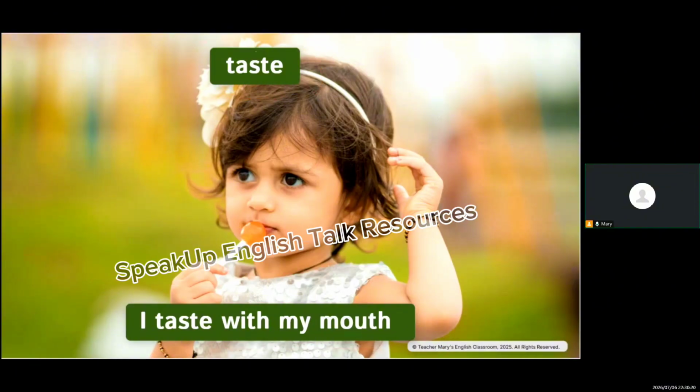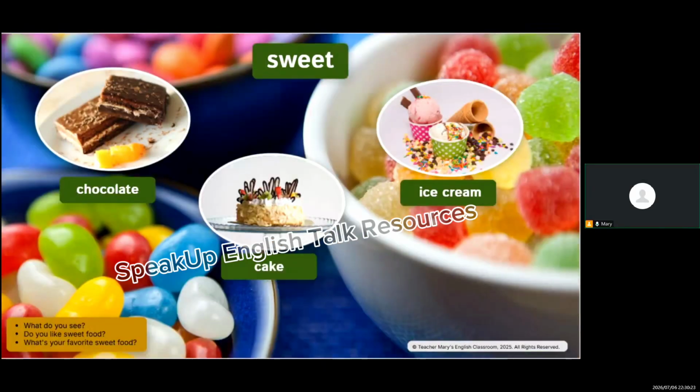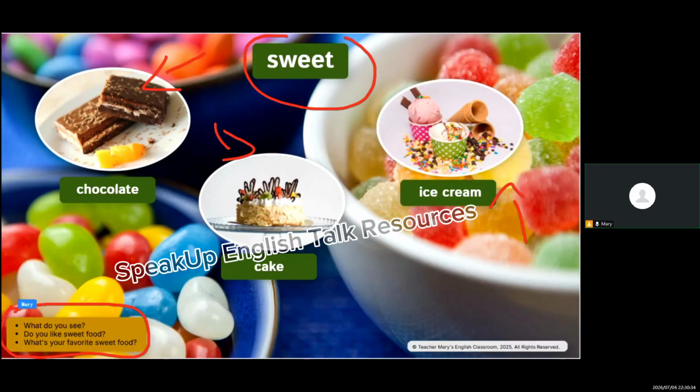Next, I start talking about the different tastes of food. For example, the word sweet, and I give examples of sweet food like chocolate, cake, and ice cream. Again, these are question prompts, so this is how you get the student to talk. If you have your own questions, by all means throw them in. You can ask, do you like chocolate? What is your favorite sweet food? Do you like ice cream?